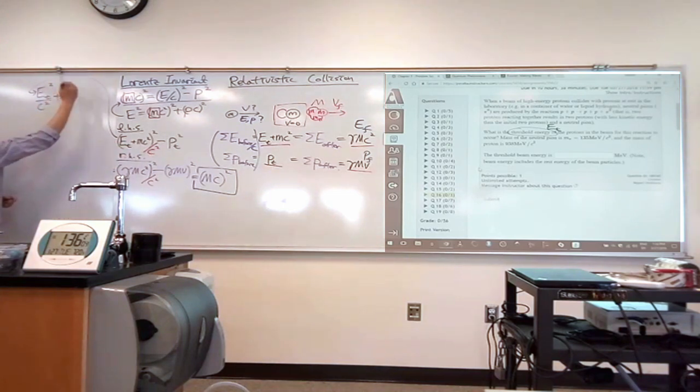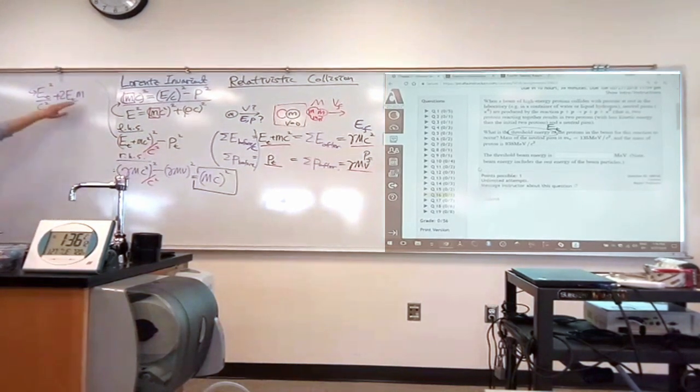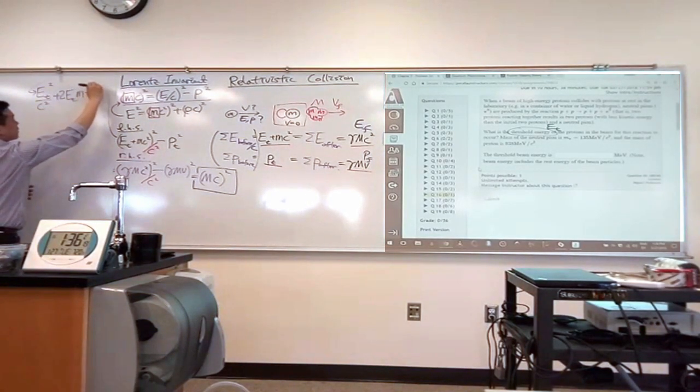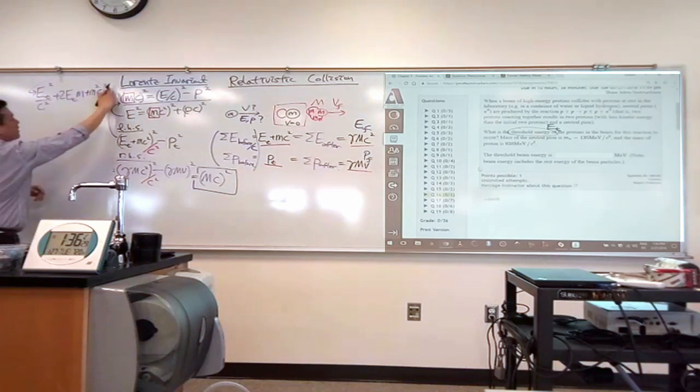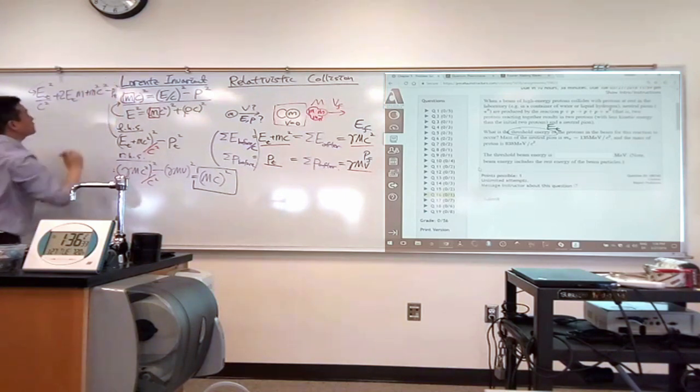So plus 2 E_t M, and then c squared divided by c squared cancels out. So this is what I have. And then this thing squared, plus M squared, and it's c to the 4th power divided by c squared, so c squared. Yeah? So that's just this expanded out, and then I have minus P_t squared.